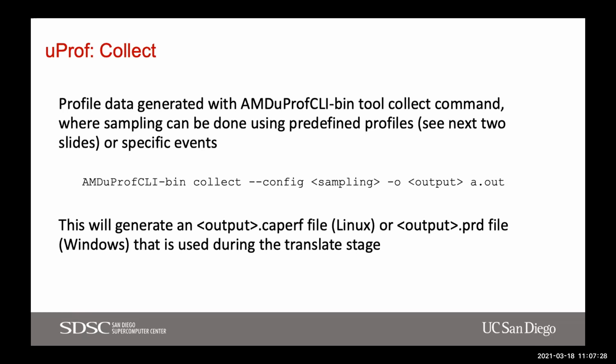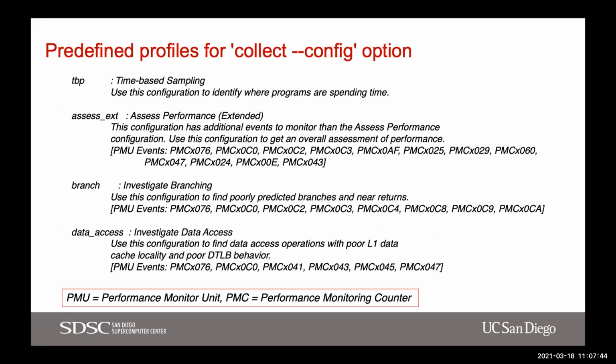So this is going to generate either an output.caperf file if you're working on Linux, like on Expanse, or an output.prd file if you're working on Windows. And this file is then going to be used as input to the translate stage.